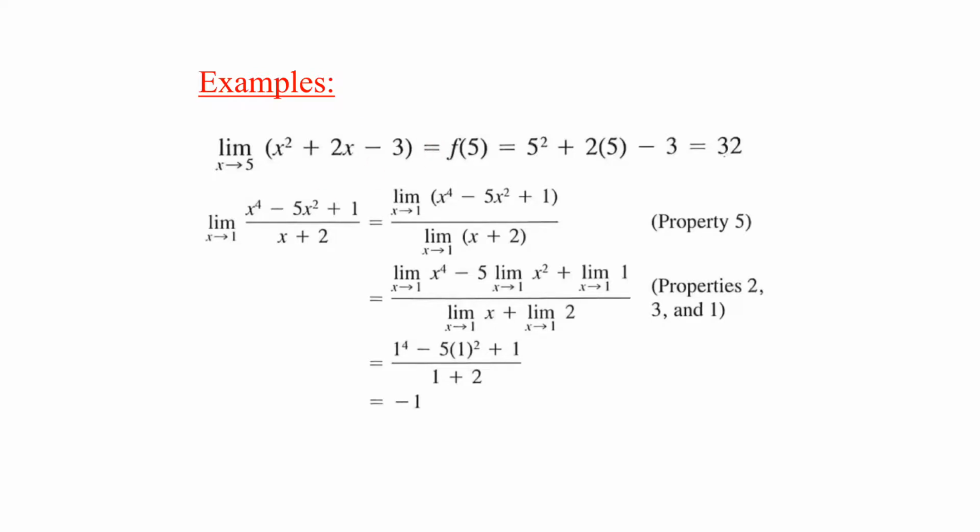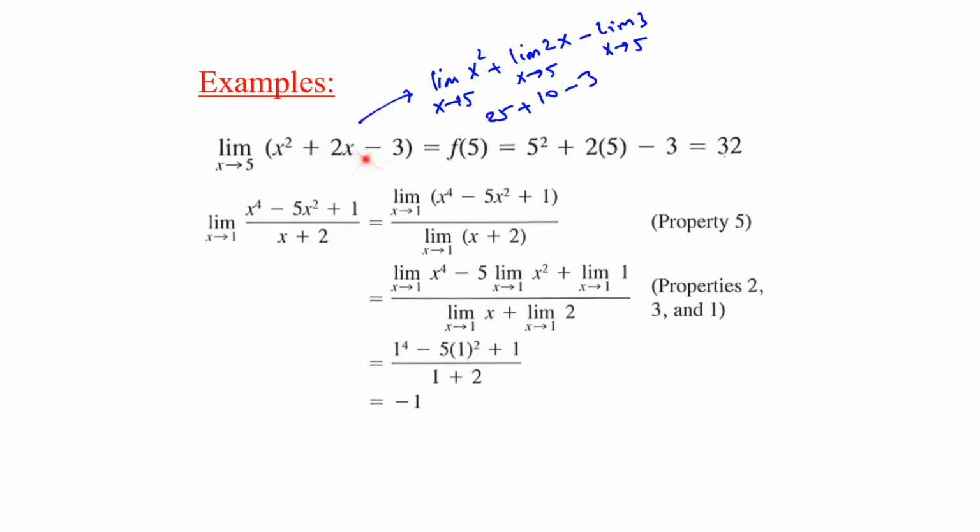If I want to use properties of limit, I say this limit is the same as the limit of x^2 plus the limit of 2x minus the limit of 3 as x approaches 5. The limit of x^2 is 25. The limit of 2x as x approaches 5 is 2 times 5. And the limit of a constant as x approaches 5 is the same constant, and the limit would be 32.